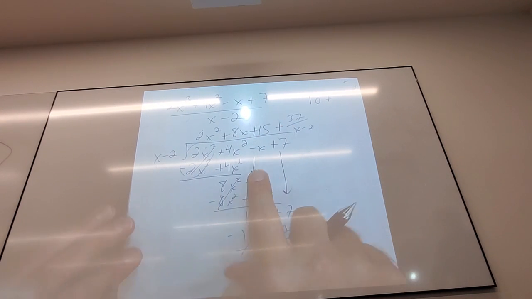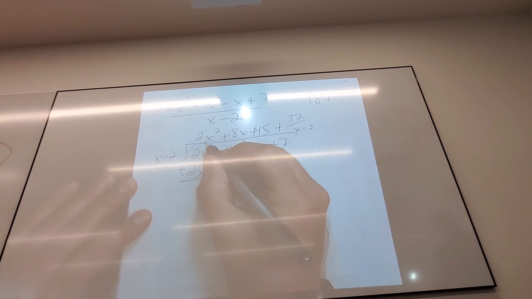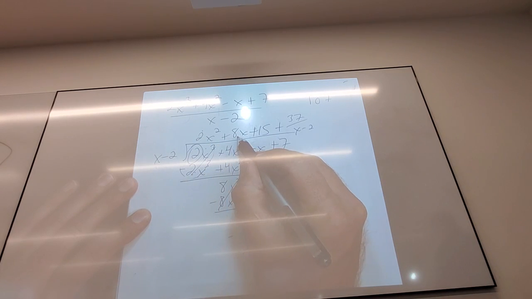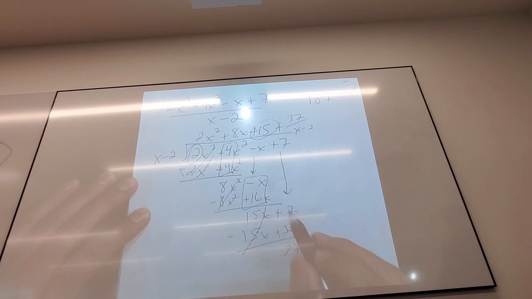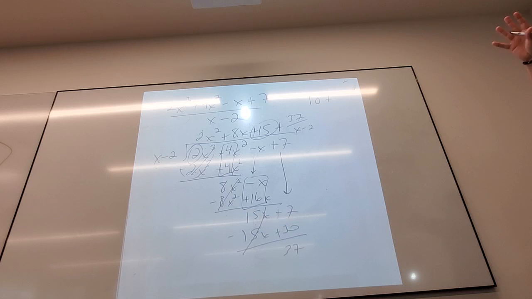And where do the coefficients come from? Where did that 2 come from? This. Where did that 8 come from? These. Where did that 15 come from? These. Yes? Those are the only parts of this whole problem that are really important. The rest of it's just going to cancel every time.